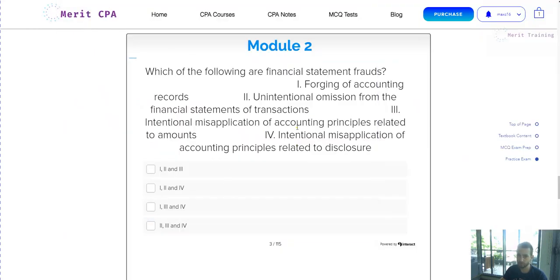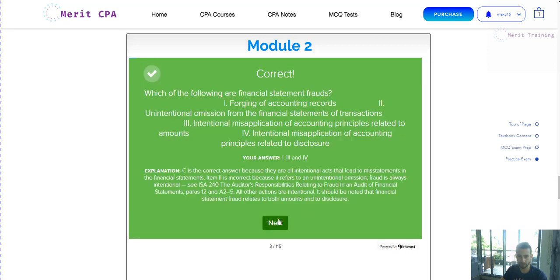And then 4, intentional misapplication of accounting principles, same thing there as this one here. So clearly, examples of fraud are 1, 3, and 4, not 2, because it was unintentional. So the one that says 1, 3, and 4 is C. Done. There we go. Correct answer.